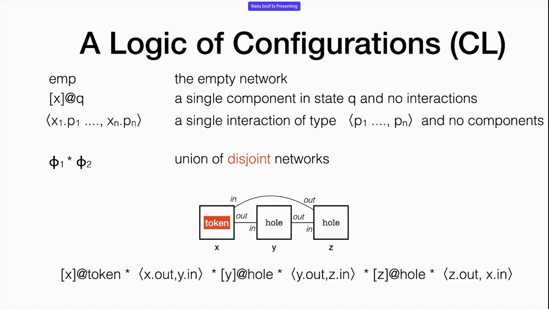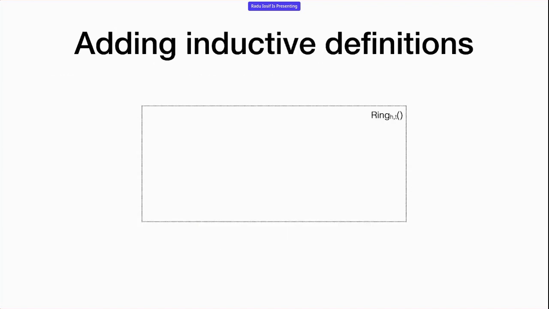So for instance, the configuration before, consisting of three components, three interactions, is described by a formula in which we use an atom for each component and interaction, and then we join these atoms via stars. And on top of that, we can also have existential quantifiers and so on. But now let's see how we can describe unbounded networks. So basically networks whose size is not fixed a priori, but they share a certain architectural style.